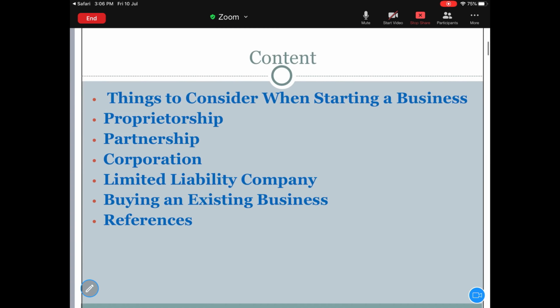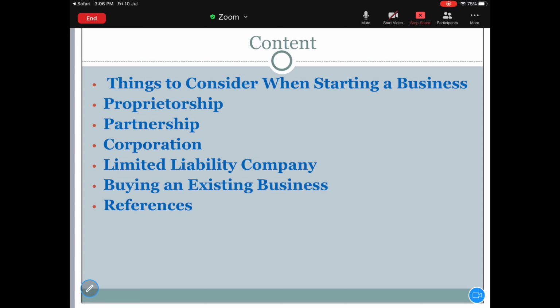Today we'll be discussing the different types of ownership, and then we'll talk about buying an existing business. In order to start with this, first thing we'll discuss is things which are to be considered when starting a business. Then we'll be discussing the proprietorship, then partnership, then corporation, then limited liability company. Then finally, we'll be discussing buying an existing business.